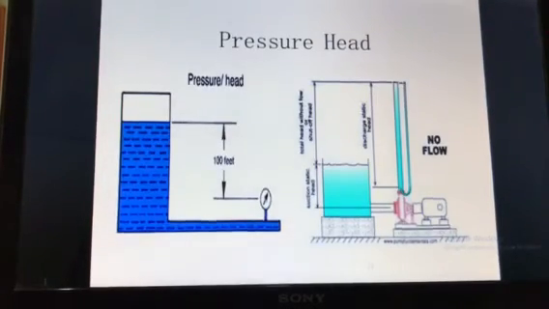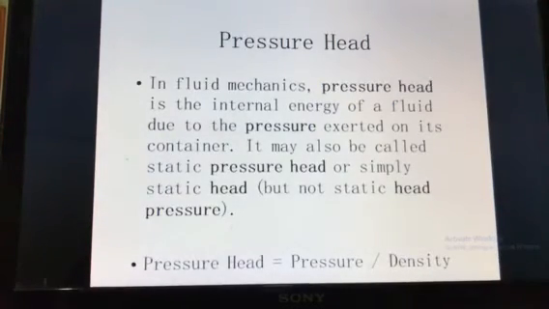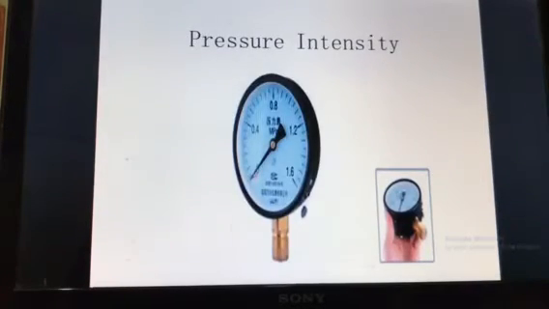Now next, pressure head. It is the internal energy of a fluid due to the pressure exerted on its container. Pressure head is the pressure between points divided by rho times g. Rho g h divided by rho g gives you h, and h is the pressure head. So this is the pressure intensity.